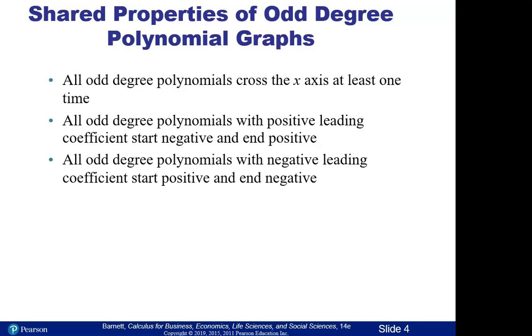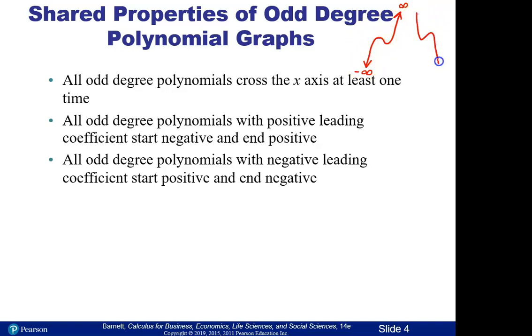So if we have an odd degree polynomial, a couple of characteristics here. All odd degree polynomials are going to cross the x-axis at least one time. So generally when you're talking about an odd degree polynomial, you're talking about something that looks like this. So it goes and comes from opposite directions, and because of that, it's going to have to cross the x-axis at least one time. It might be that it crosses more times than that, but it will cross at least once. All odd degree polynomials with positive leading coefficients start negative. So like this one is starting down here at negative infinity, and it ends positive up here at positive infinity. So this would be one that has a positive leading coefficient.